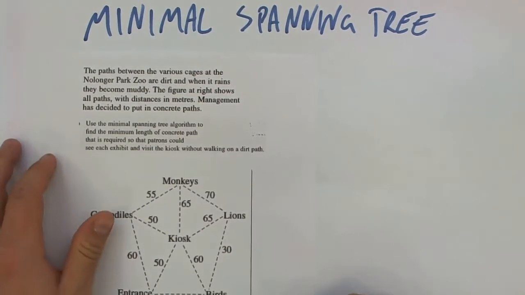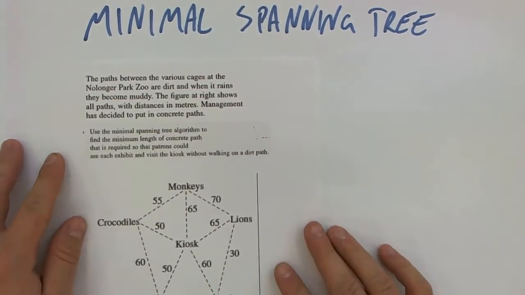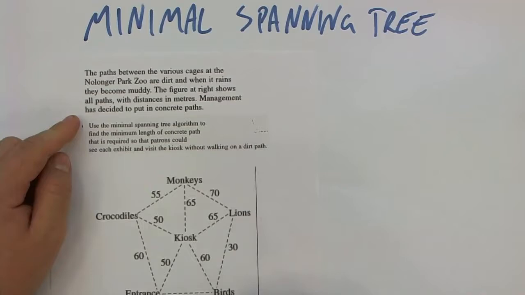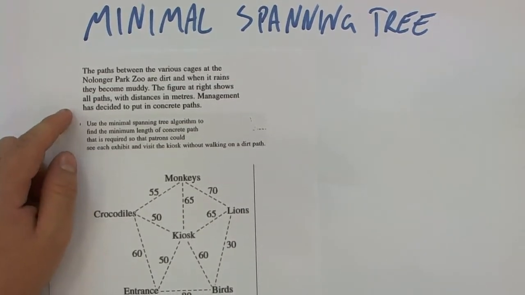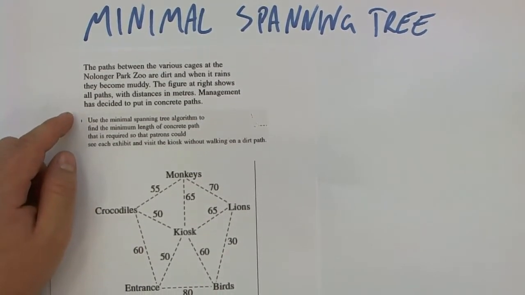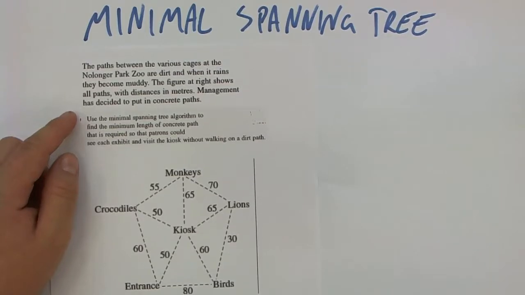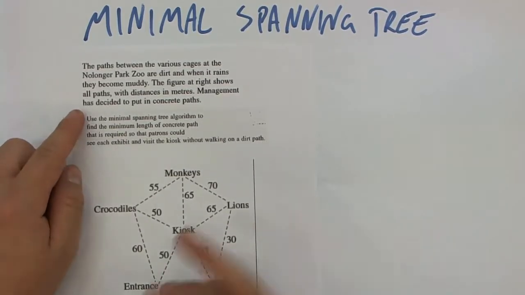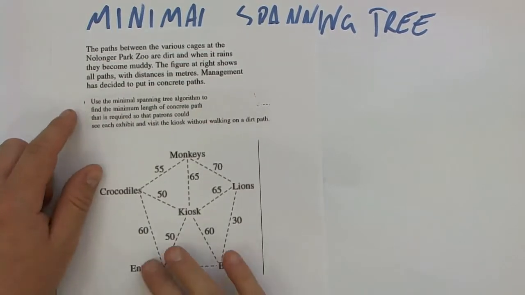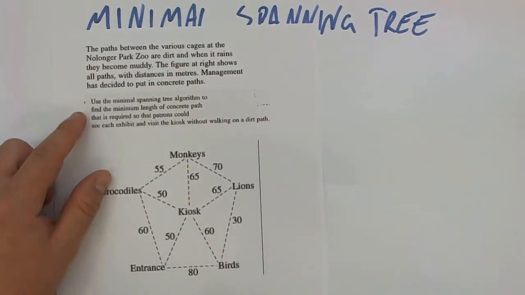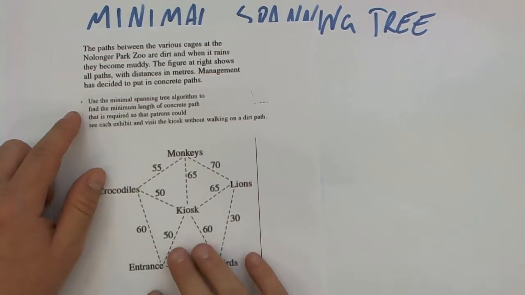Minimal spanning tree. Okay, so we're still doing networks. The paths between various cages at Noarlunga Park Zoo are dirt, and when it rains they become muddy. The figure at right or below shows all the paths with distances in meters. Okay? Management has decided to put in concrete paths.